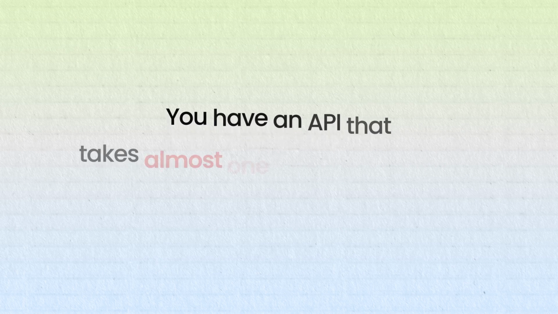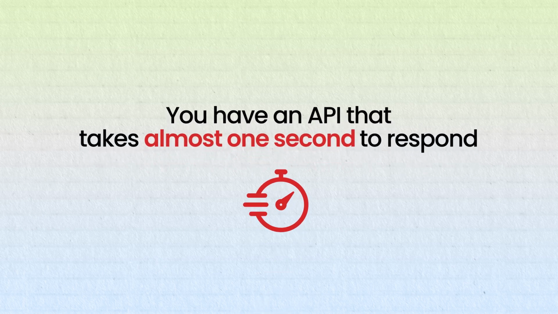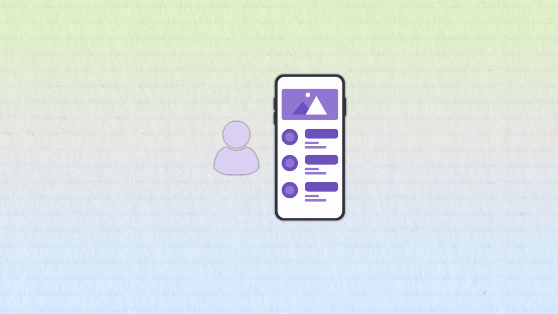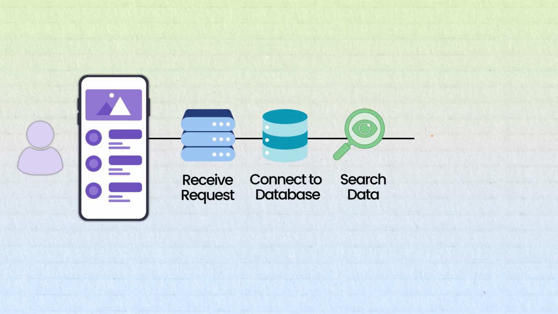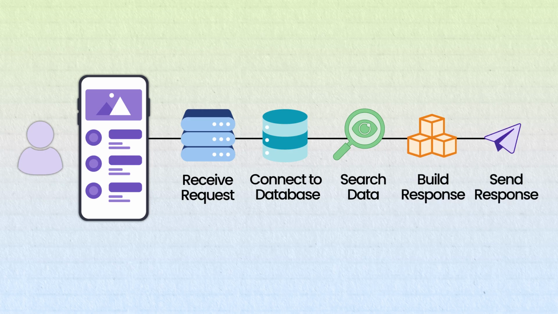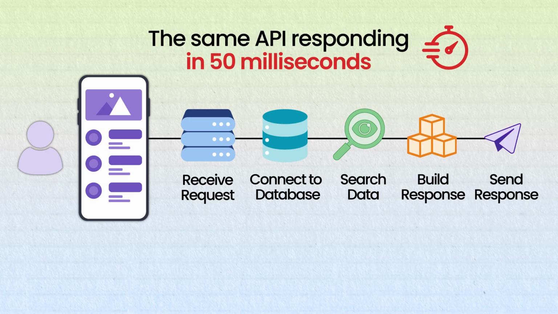Imagine you have an API that takes almost 1 second to respond. Every time a user opens the app, your backend does the same expensive work again. It receives the request, connects to the database, searches the data, builds a response, and sends it back to the user. Now imagine the same API responding in 50 milliseconds.